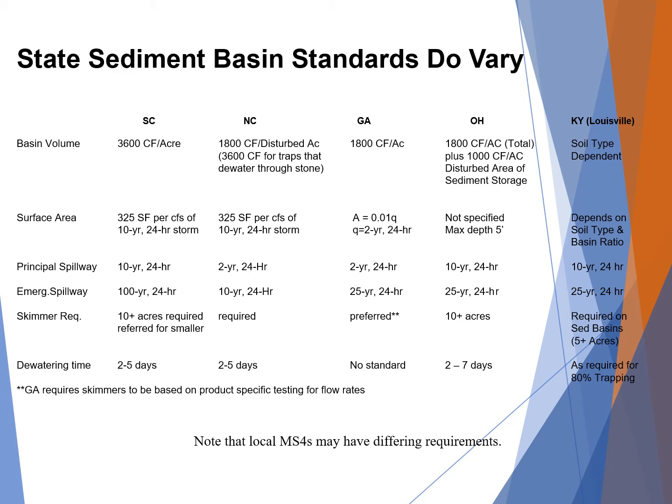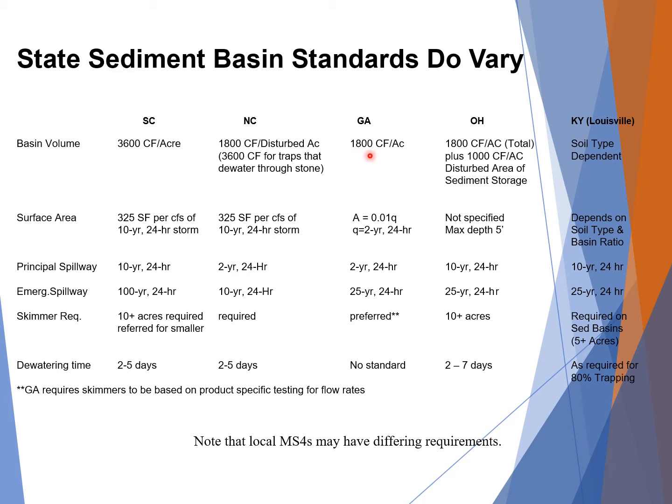State sediment basin standards do vary. For example, in this chart we compare 5 different states. We're based in South Carolina, and in South Carolina the basin volume is required to be 3,600 cubic feet per acre. It is not clearly specified whether that is total acreage or disturbed acreage by the state. In North Carolina, sediment basins are required to have 1,800 cubic feet per disturbed acre. If it's a sediment trap, that's for smaller areas that just flow through stone, it's 3,600 cubic feet per acre.